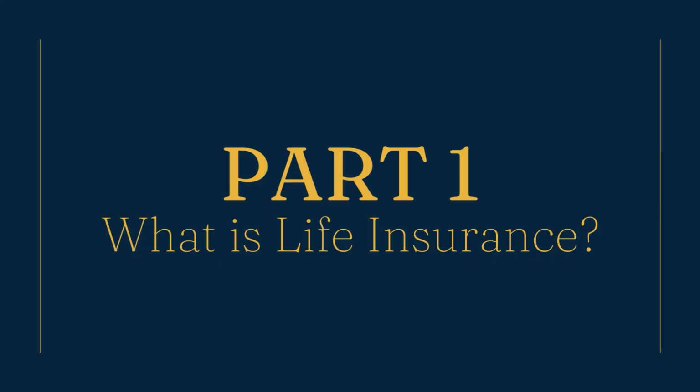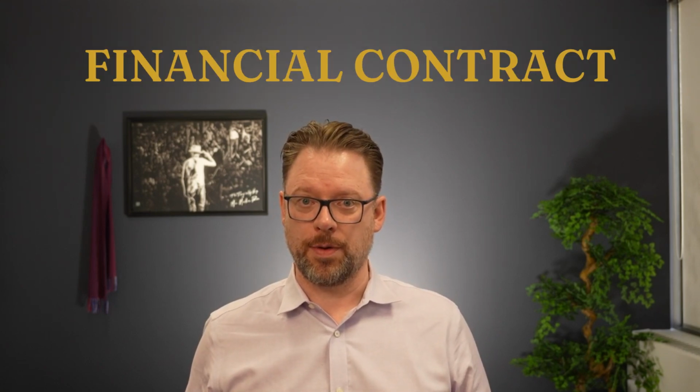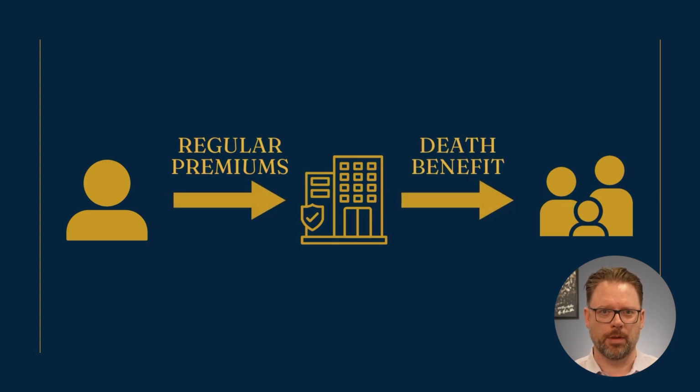Part 1. All right, let's start with the basics. Life insurance is a financial contract between you and an insurance company. You agree to pay regular premiums, and in return, the insurance company promises to pay a lump sum, called a death benefit, to your beneficiaries if you pass away. Why is this important? Because it provides financial security for your loved ones. Life is unpredictable, and while we hope for the best, we should always plan for the unexpected.